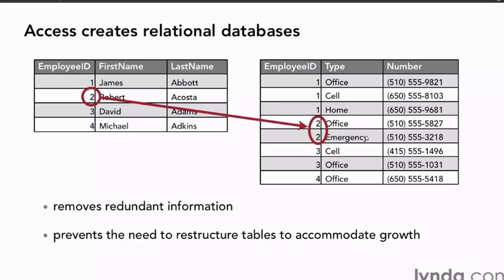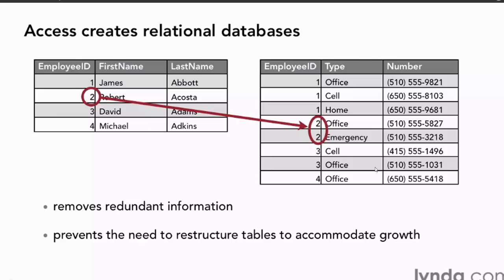And there's no duplication. So you don't actually have Robert Acosta listed here at all, you just have his employee number. Now if you're going to call that a duplication, it's actually not, because they're both keys and they relate to each other. So that's not duplication, the fact there's a 2 there and a 2 there. What would be duplication is if the name James Abbott under 1 was also in this table.